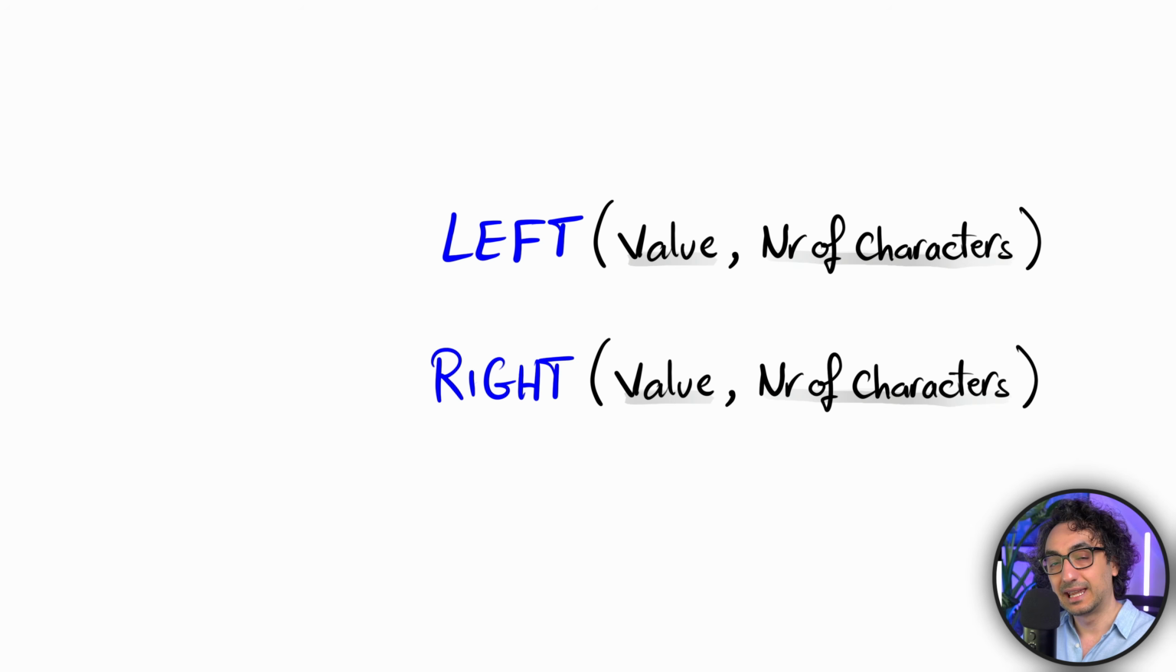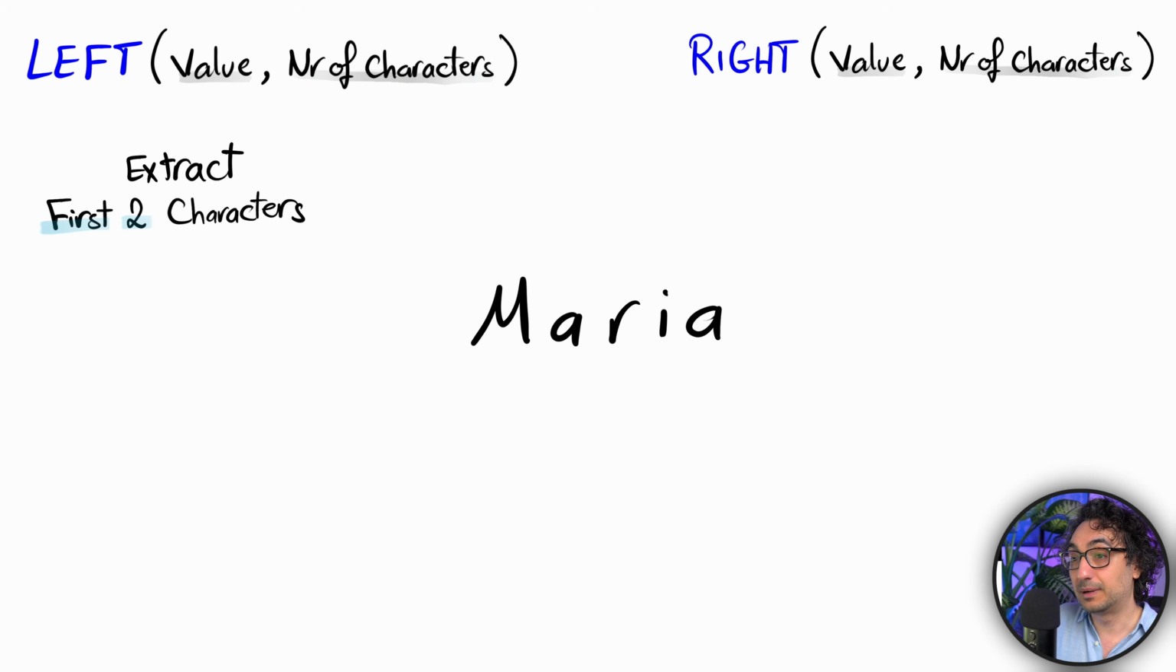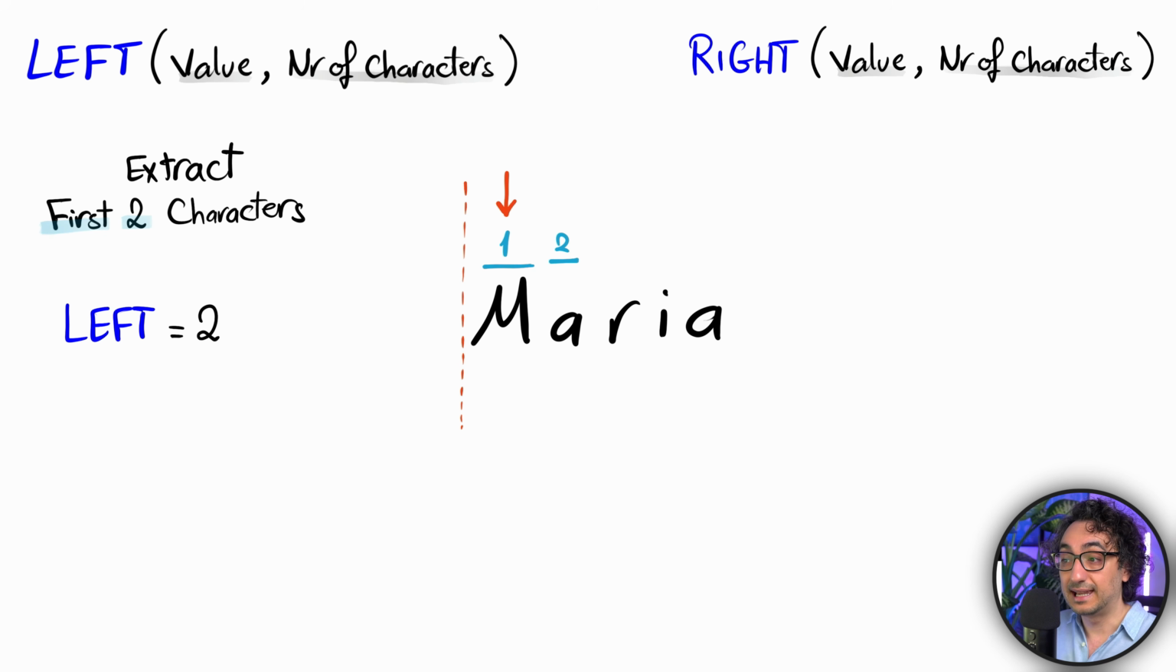Now let's say that we have again this value Maria, and the task says I would like to extract the first two characters. Since we are talking about the starting position, we're going to use the LEFT function, and since it says two characters, we're going to go with 2. So SQL is going to start counting. M is 1, A is 2, and after that it's going to stop and make a cut, and return the two characters MA. So we are counting from the left side going to the right side, right?